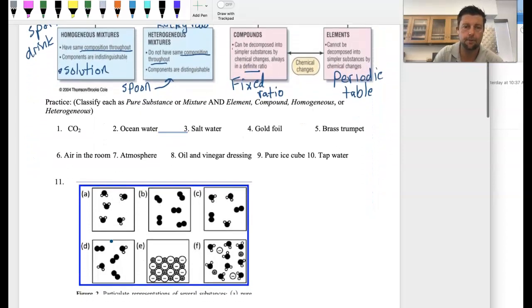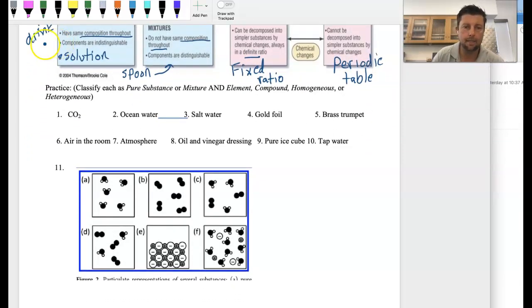So let's go through a few examples. Carbon dioxide has a fixed ratio of 1 carbon to 2 oxygen. They're chemically combined. This is definitely a pure substance, and it is a compound, so I'll just put a C for compound there. It's made up of more than one element, so it can't be an element. And the reason we know it's pure is because there's only one type of particle, a carbon dioxide molecule.